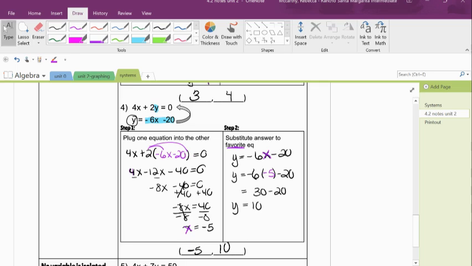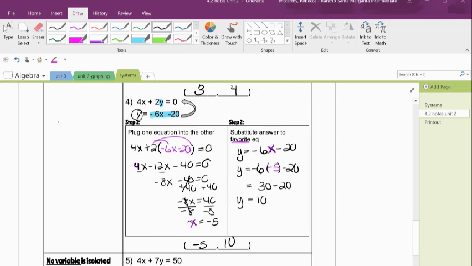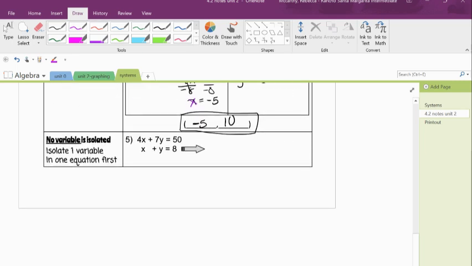So if I do a quick mental check, and I'm going to do that for this one here, 4 times my x, which is negative 5, plus 2 times my y answer, which is 10. Does that give me 0? And yes, that does. Negative 20 and 20 does. And I'm going to check the second one. I have y, which is 10, equals negative 6 times my x answer, minus 20. And I have 30 minus 20. That gives me a 10. So yes, that checks. So I know for sure that is a correct answer.